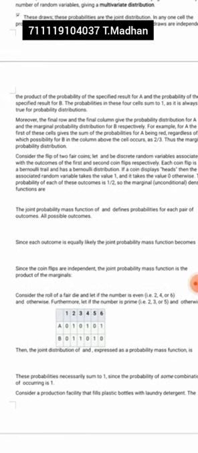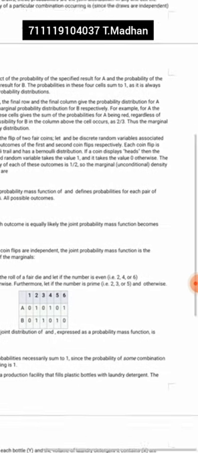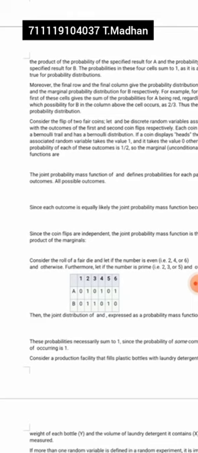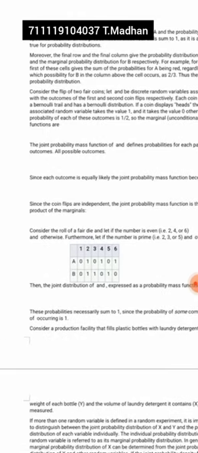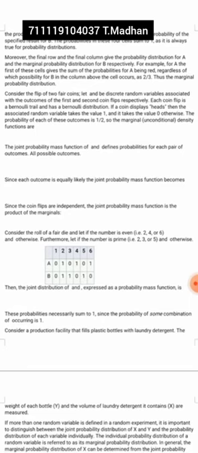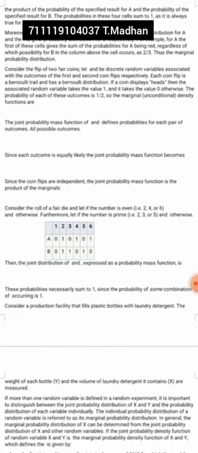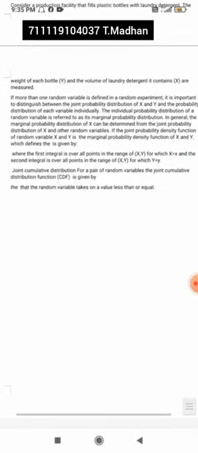Consider the roll of a fair die and let A equal 1 if the number is even and 0 otherwise. Furthermore, let B equal 1 if the number is prime and 0 otherwise. Then the joint distribution of A and B, expressed as a probability mass function, is given. These probabilities necessarily sum to 1, since the probability of some combination of A and B occurring is 1.